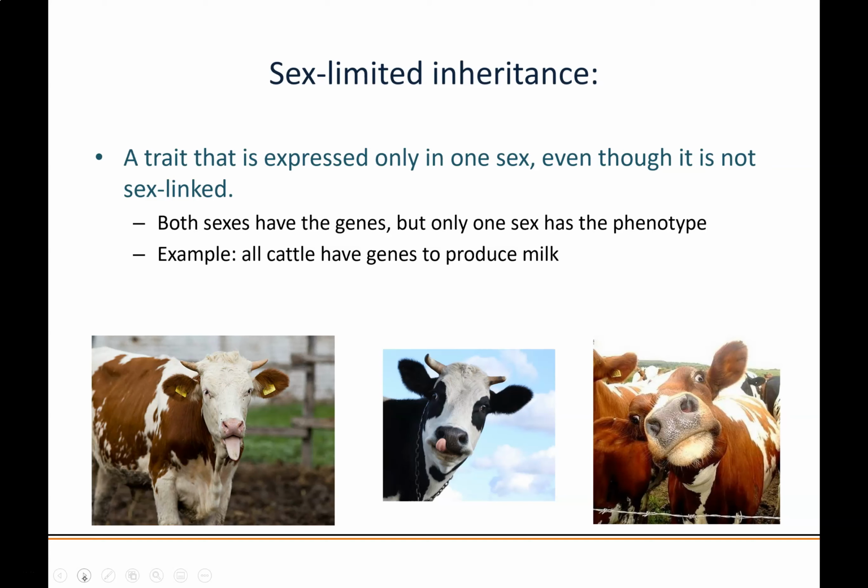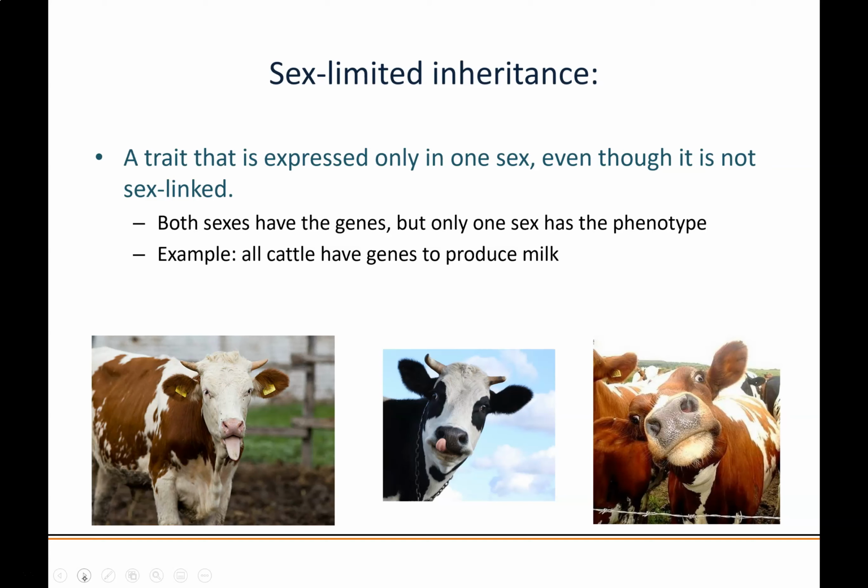So a good example of this is milk production in mammals. So I've got a cattle here as a specific example. I really like these cows. They make me laugh every time I see this slide. So all cattle have genes to produce milk. But only females do because they have to feed their babies. So this makes sense, right? Females have mammary glands. Males don't have udders in cattle, but in humans, males also have breasts, but they don't produce milk, just like male cattle do not produce milk.